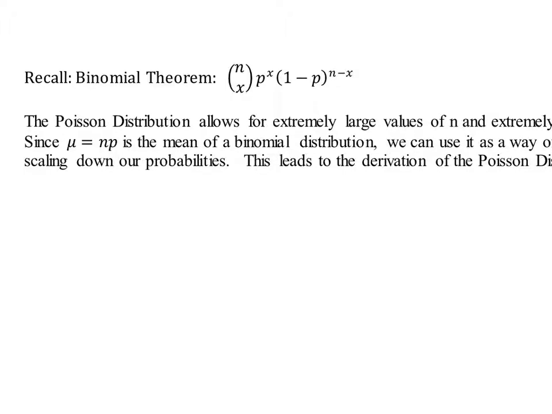So mu is equal to np, which would mean that n is equal to mu over p. We could also solve it for p, in which case p would be equal to mu over n.